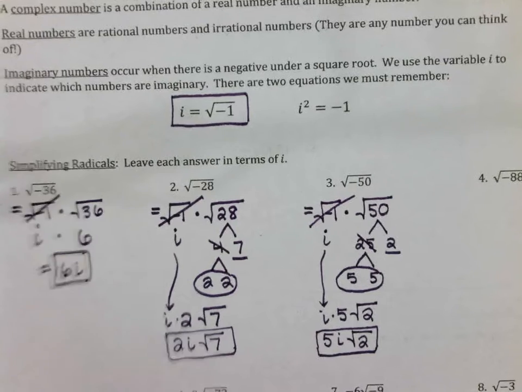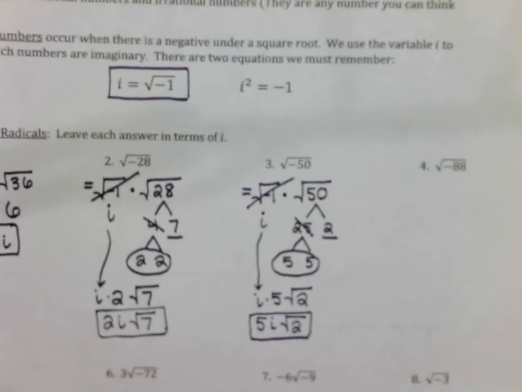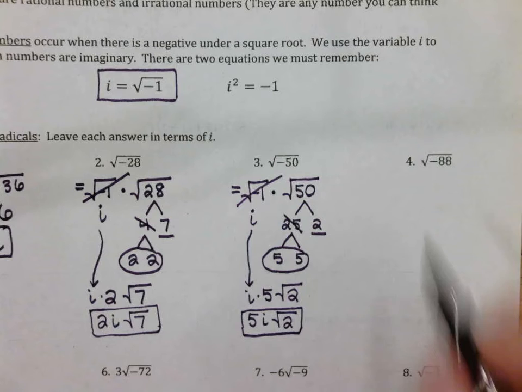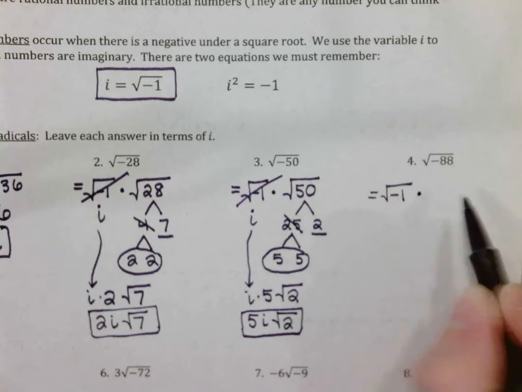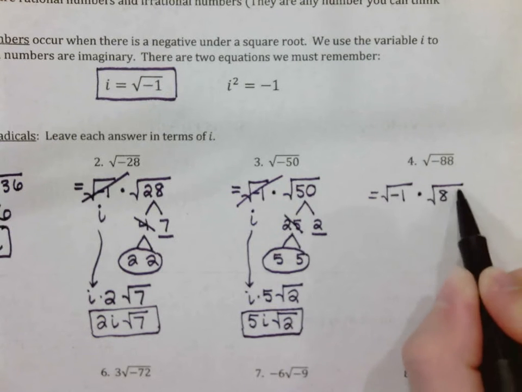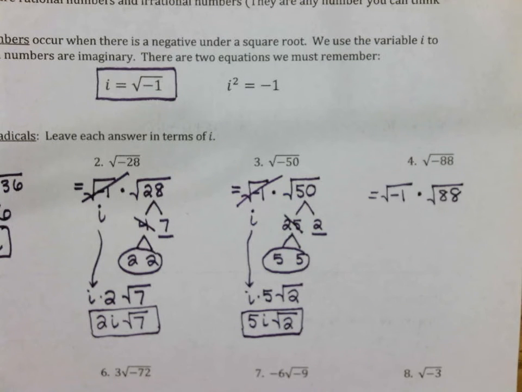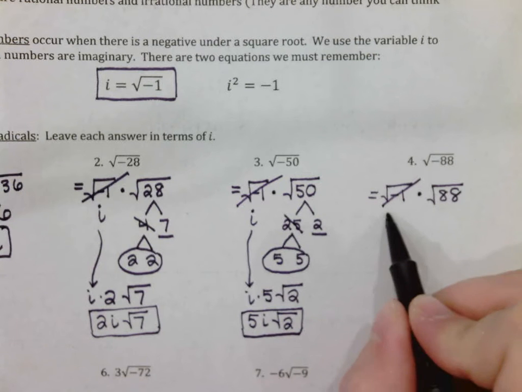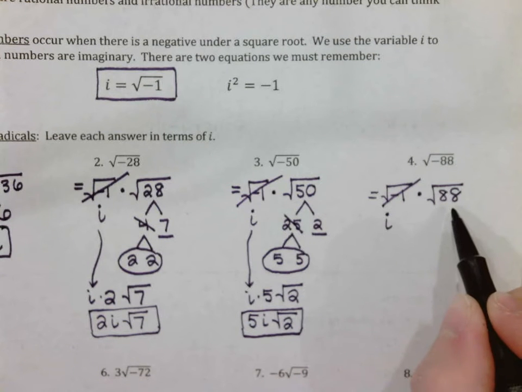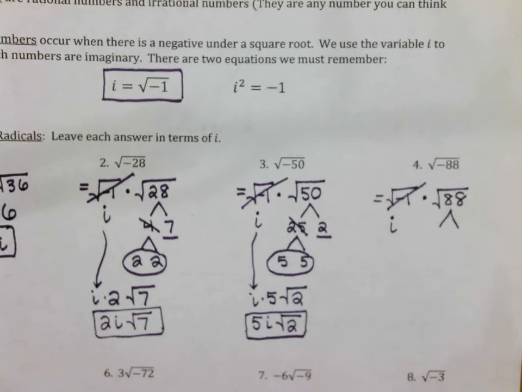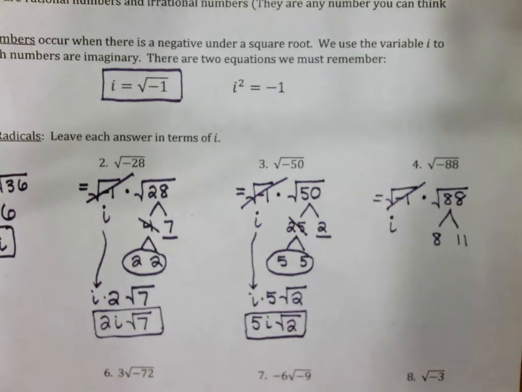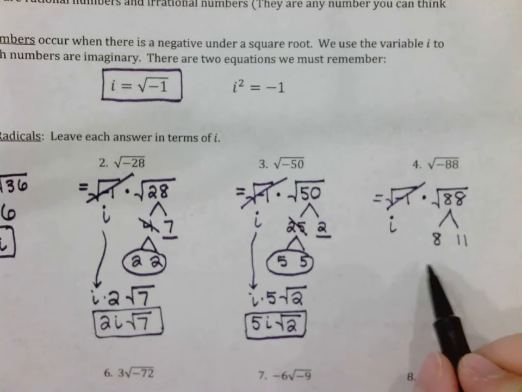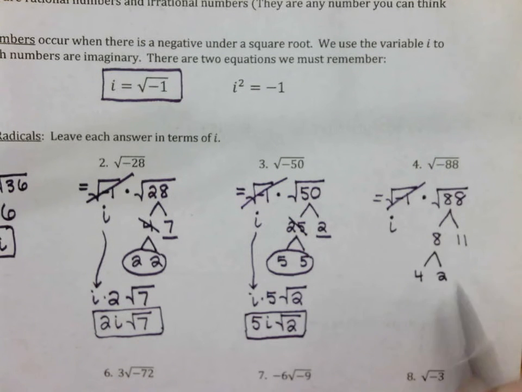Okay, for number 4, we have the square root of negative 88. We're going to pull out the square root of negative 1 and multiply by the square root of positive 88. Square root of negative 1, that's just equal to i. Square root of 88, we'll have to do a factor tree. So we could use 8 and 11. And we could do 4 and 2, 2 and 2.